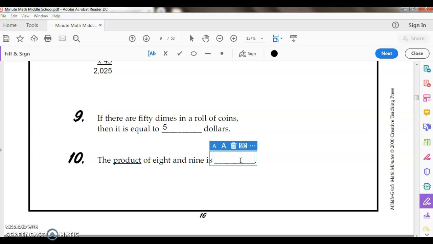The product of 8 and 9 is blank. So anytime you have something like this with a product, that's going to be mostly multiplication. So the product, meaning 8 times 9, equals 72.